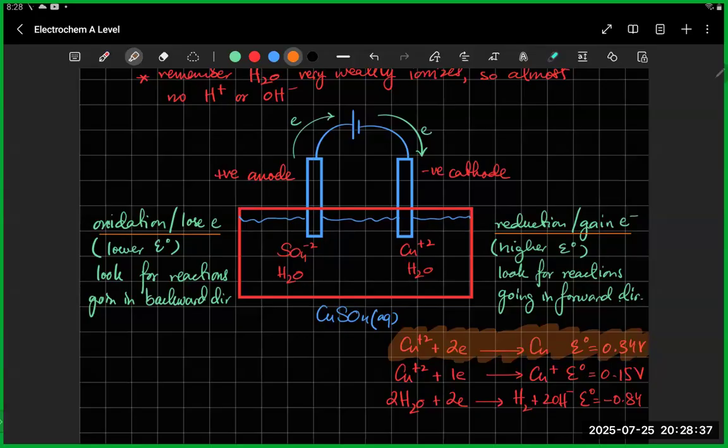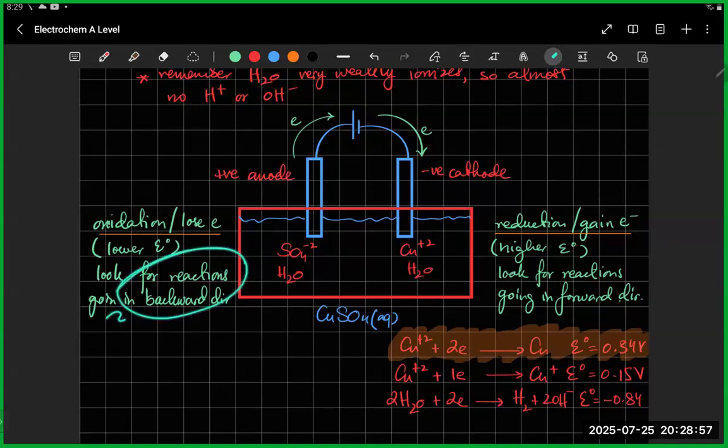Okay. Now for the other one, we will do exactly the same. It's going to be one of these two losing electrons, right? So it's either water losing electrons or sulfate losing electrons. They have to lose electrons, right? And who loses electrons? The one that has the lowest E naught.